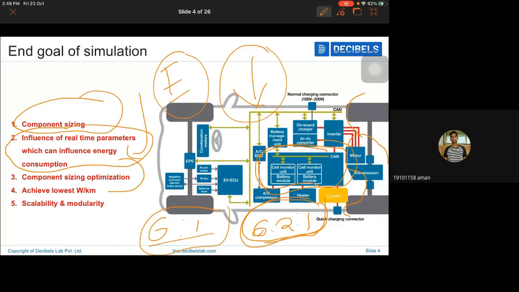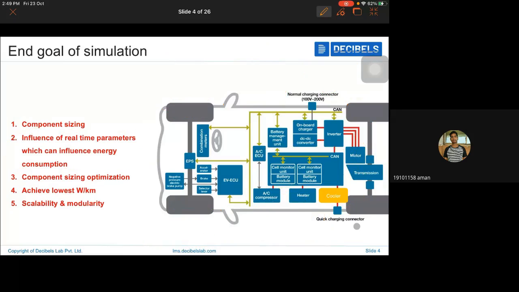And then maybe if you want to check a motor, should I use a motor of 6 kilowatts or a motor of 6.1 kilowatts? This number looks very small, but it makes a lot of sense when you're running simulations. In the same way, as I said, at the last it comes to a very important factor: you want to achieve a vehicle which has the lowest energy consumption, okay? And then the last point is obviously scalable or modular. So this is what interests a simulation engineer and why we build simulations.